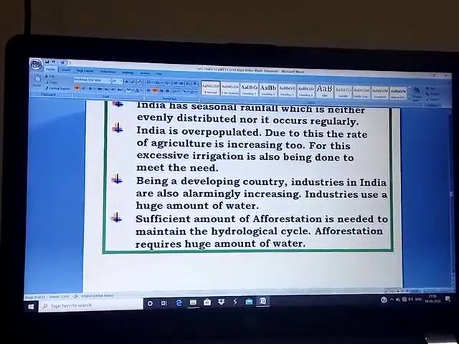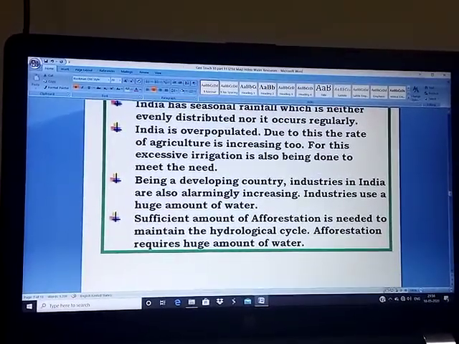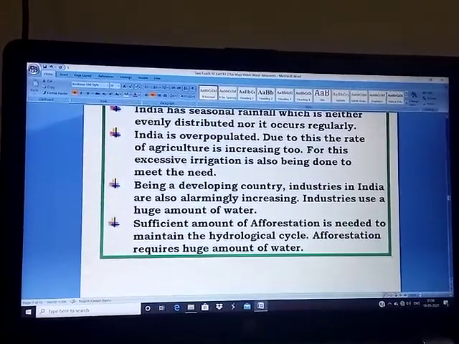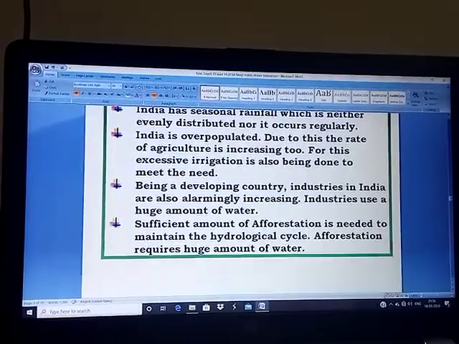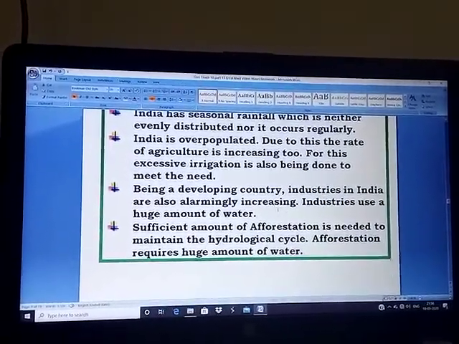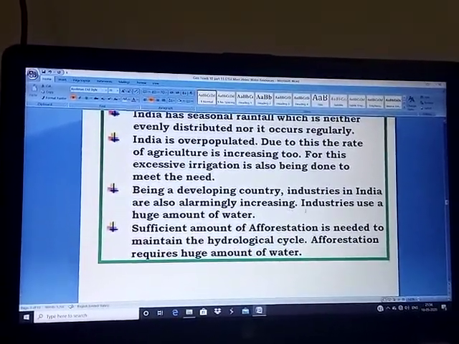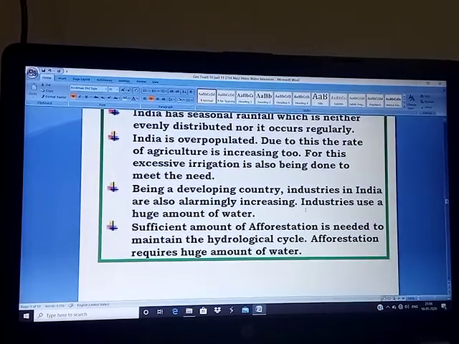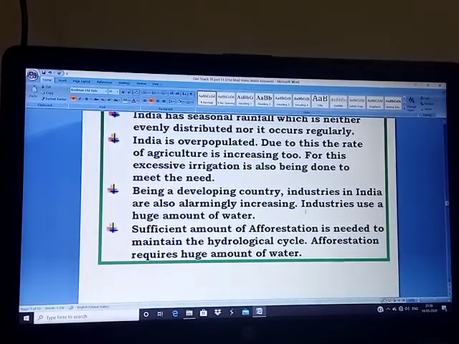Being a developing country, India is developing. It is not an advanced or developed country. It is developing in the process. So the number of industries in India is also alarmingly increasing. Industries use a huge amount of water. You know it very well.